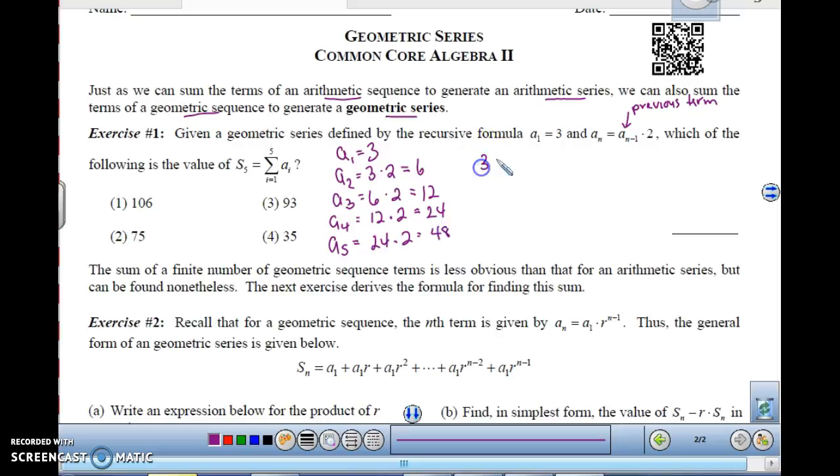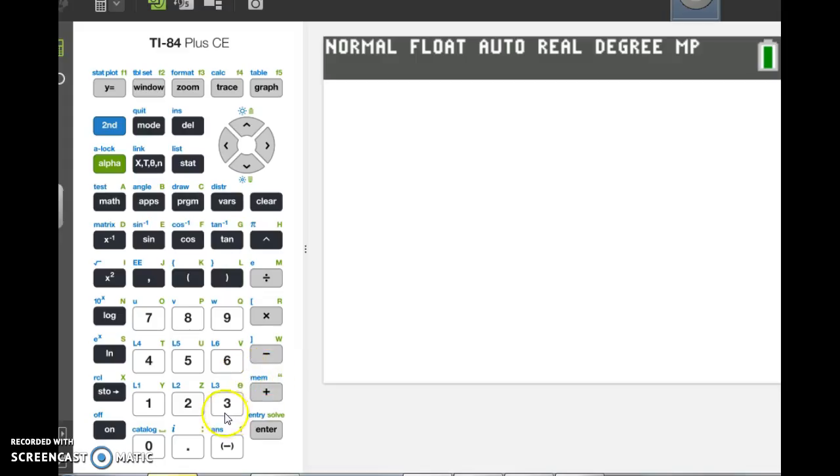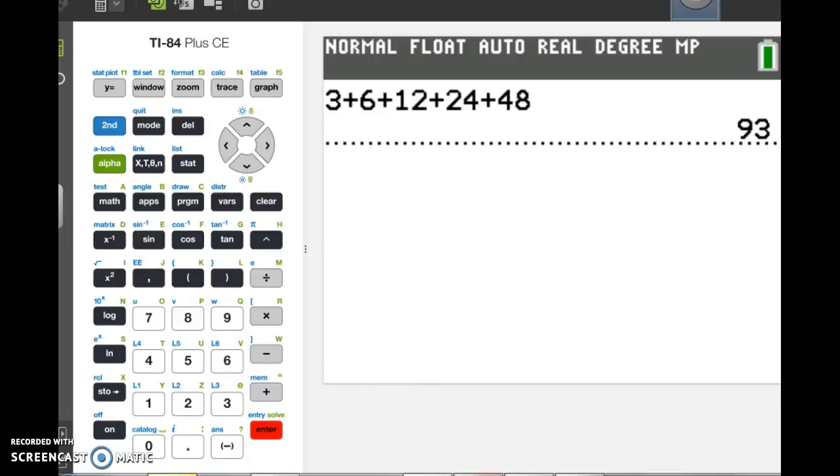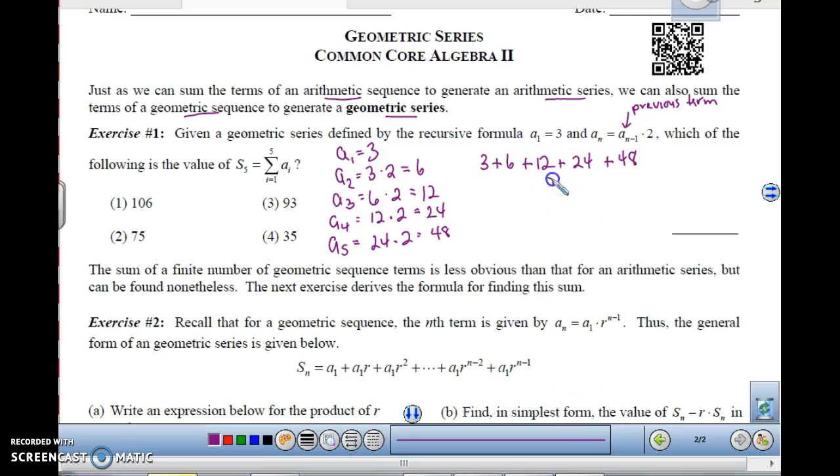So if I want to add these together, 3 plus 6 plus 12 plus 24 plus 48, that's 5 terms of the sequence. If I add them together, there's my first 5 terms, I end up with 93. So the sum is going to be 93. So that's number 3.